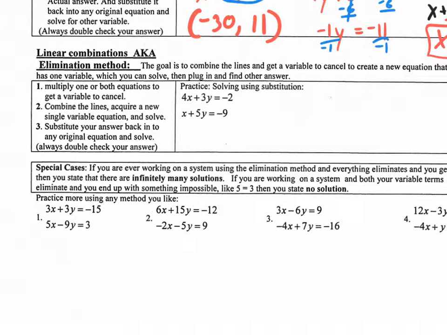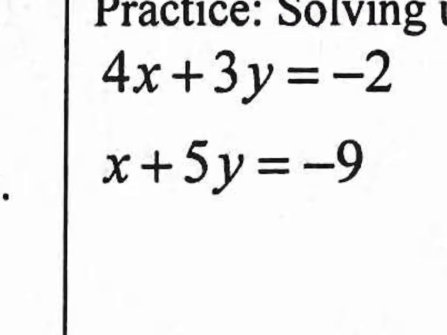So what we want to do is take a look at this top equation, take a look at the bottom equation, and we want to combine the lines. I want to combine these x's, combine these y's, but my goal is to get either x's or y's to cancel. So if I combine 4x plus 1x, will it cancel out? No. If I combine 3y plus 5y, will it cancel out? No. So I need to modify.